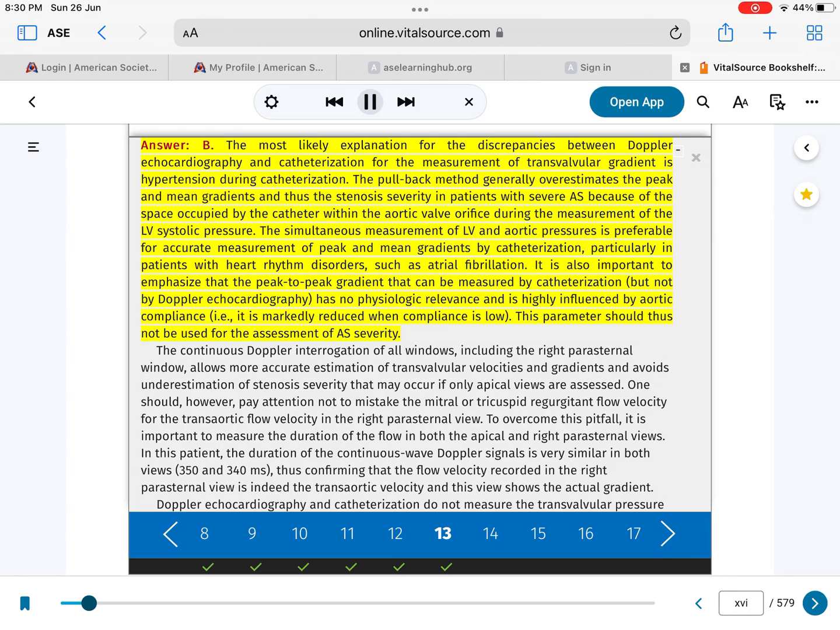The most likely explanation for the discrepancies between Doppler echocardiography and catheterization for the measurement of transvalvular gradient is hypertension during catheterization. The pullback method generally overestimates the peak and mean gradients, and thus the stenosis severity, in patients with severe AS because of the space occupied by the catheter within the aortic valve.